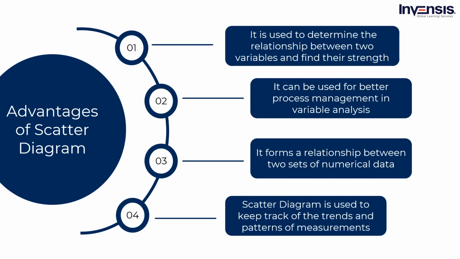Talking about the benefits of using the scatter diagram. It is used to determine the relationship between two variables and find their strength or what tangible impact one has on the other. Therefore, it gives the data to confirm a hypothesis that two variables are related. Then, it can be used for better process management and variable analysis. Next, it forms a relationship between two sets of numerical data. Finally, a scatter diagram is used to keep track of the trends and patterns of various measurements. So this is about scatter diagrams.